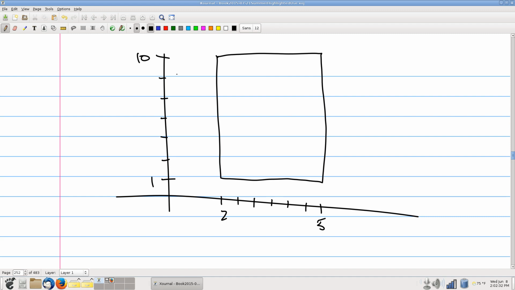Conveniently here, b minus a is 3. 3 divided by 6 is a convenient number. It's 1/2. So that means that this is 3, and that's 4, and the ones in between are halves. Is everybody cool with that?